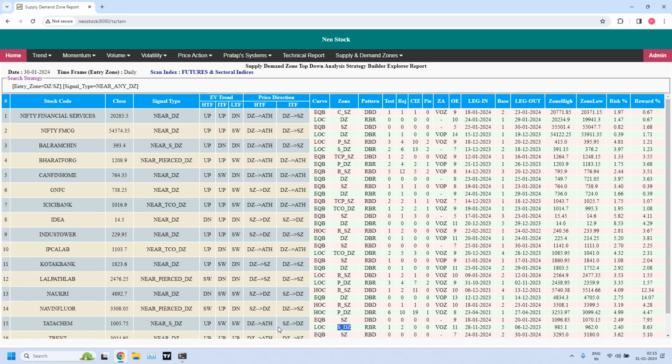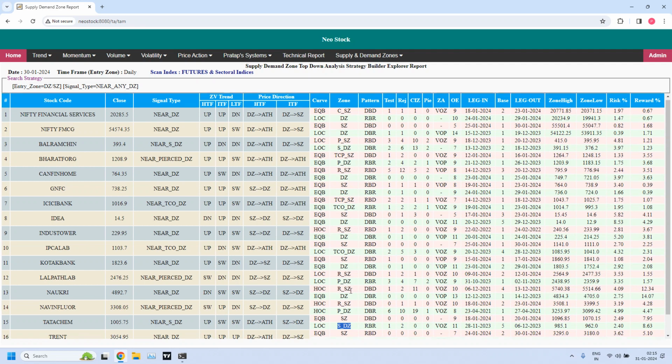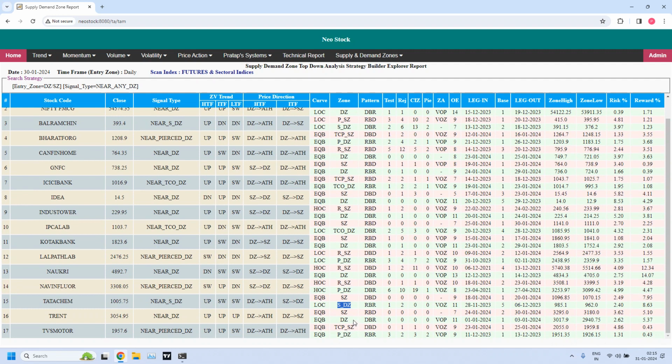Probably this is a sideways trade setup. In a sideways trade setup, you have to trade only at the extreme ends, not in between. And next one, demand zone. So we have only one high liquidity zone from this. Even though we have 17 stocks near demand zones, we identified only one high liquidity zone, that is Tata Chemicals.